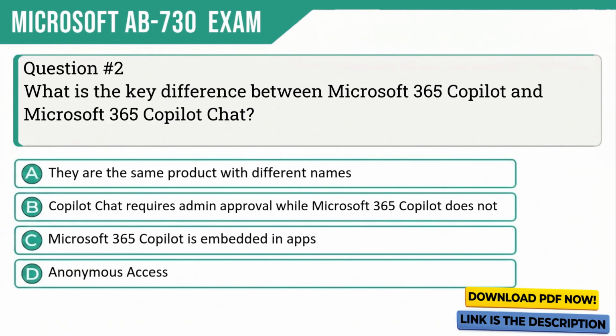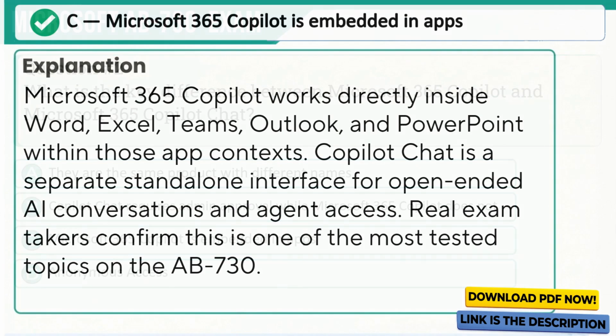Question number 2. What is the key difference between Microsoft 365 Copilot and Microsoft 365 Copilot Chat? A. They are the same product with different names. B. Copilot Chat requires admin approval, while Microsoft 365 Copilot does not. C. Microsoft 365 Copilot is embedded in apps like Word, Excel, and Teams, while Copilot Chat is a standalone conversational AI interface. D. Anonymous access. Correct answer: C. Microsoft 365 Copilot is embedded in apps.